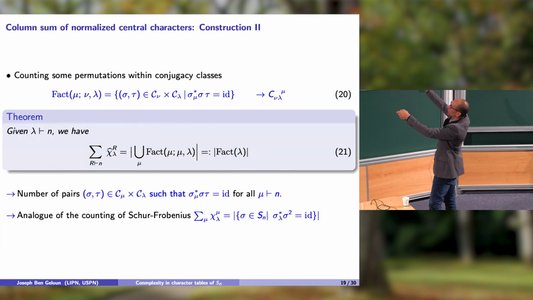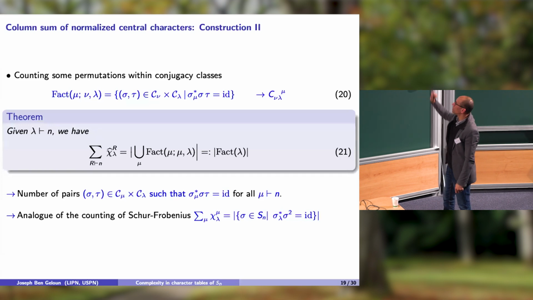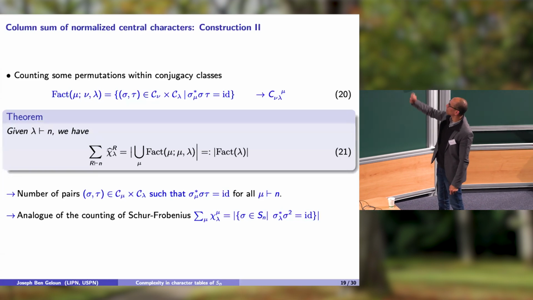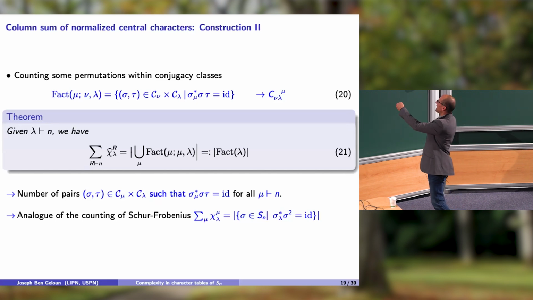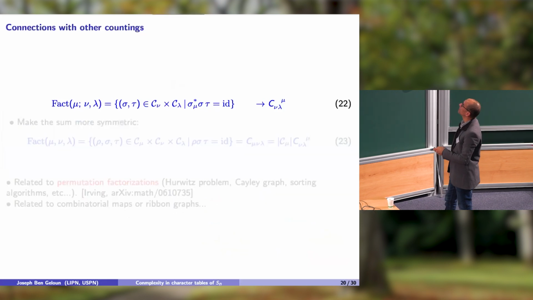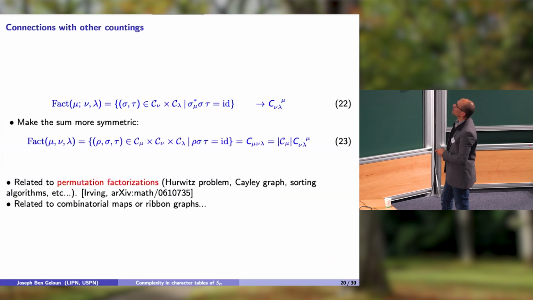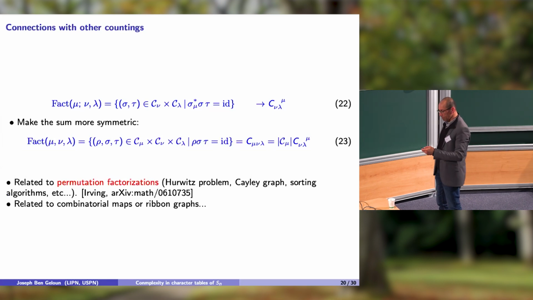So we already have one interpretation of why these column sums are positive integers, and you count it in that way. Okay, as I said, that's just an analog of that counting, but for fixed conjugacy classes. Now, in fact, it is connected with many other settings. In fact, I will just report two of them.